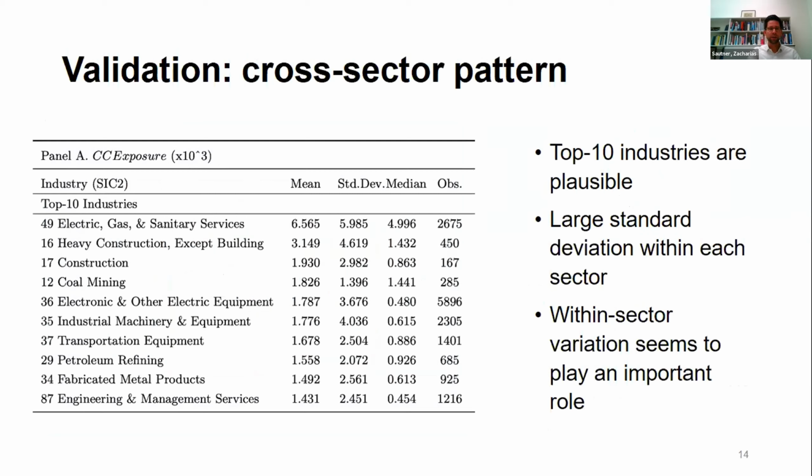So what we also see here is that if we look at the measure of average and standard deviation of climate change exposure across industries, the industries with the highest exposure listed here make a lot of intuitive sense. So based on our measure, the top industry in terms of climate change exposure is utilities, electric, gas, and sanitary services. But you also have coal mining, construction, and so on among the top 10 industries.